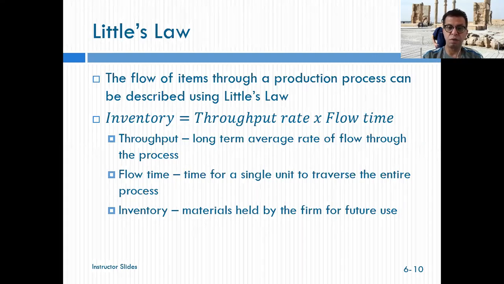So these are the three elements to look at in Little's law: inventory, throughput rate, and flow time. If you want to look at the throughput rate, then you take inventory divided by flow time.